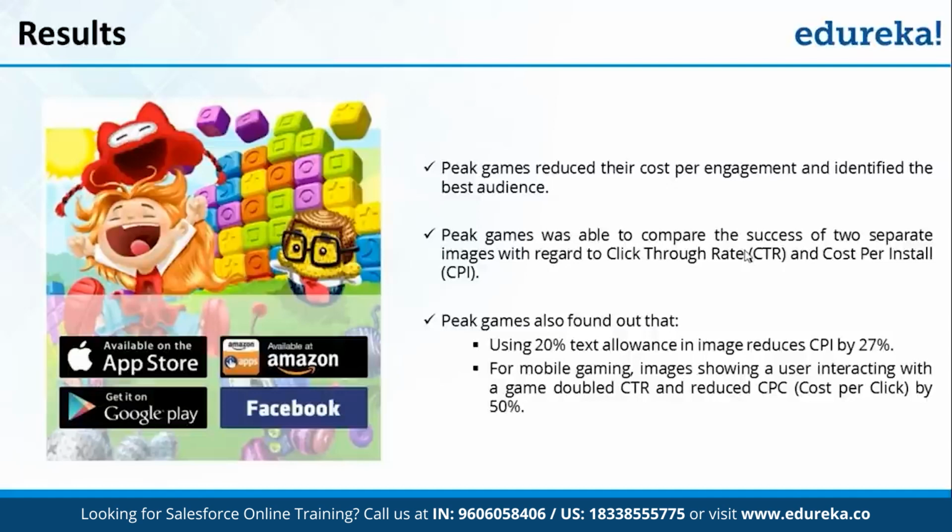So if you showed some images, some graphics, of a user interacting with a particular game, it made the visitor click on these images of mobile games. Thereby it doubled the click-through rate. And at the same time, it also reduced the cost per click, which is CPC, by 50%. So they were able to get all these analytics using the different studios, different channels of the Marketing Cloud.